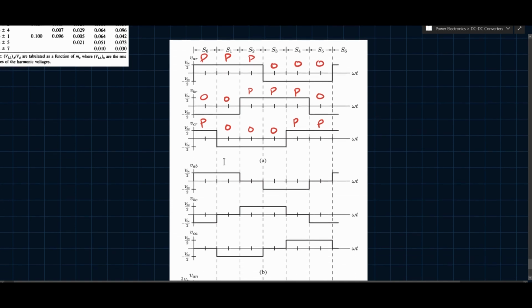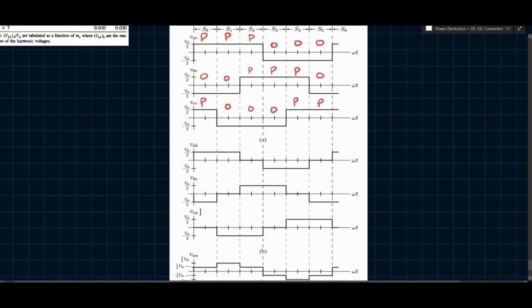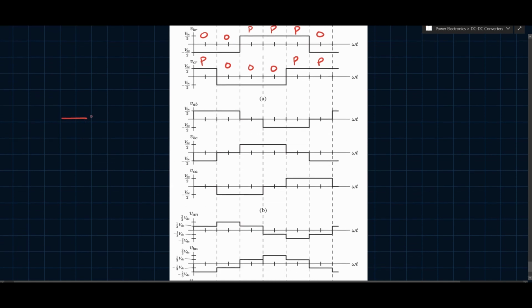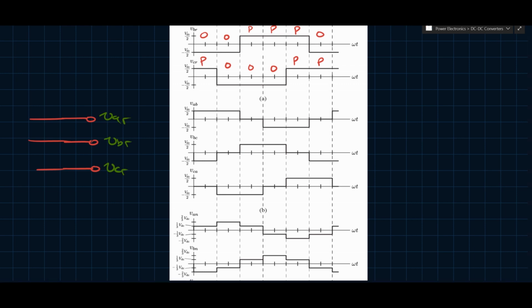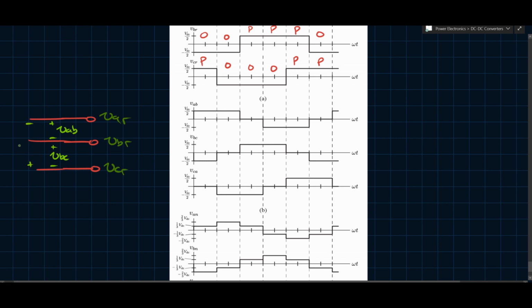Anyhow, you then have these AB, BC, and CA. So these are the line-to-line voltages, right? If you have the outputs like this, and I won't draw the entire circuit, but if you have the outputs here, this is VA, and this is VB, and this is VC, let's say all with respect to R, then you'll have these voltages that exist between these lines. So this would be VAB, this would be VBC, and then between here and here, you'd have VCA, right? And that's what these are.